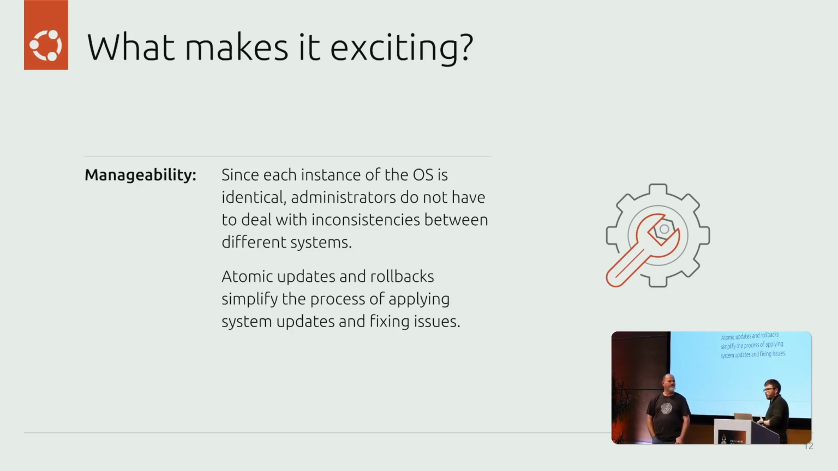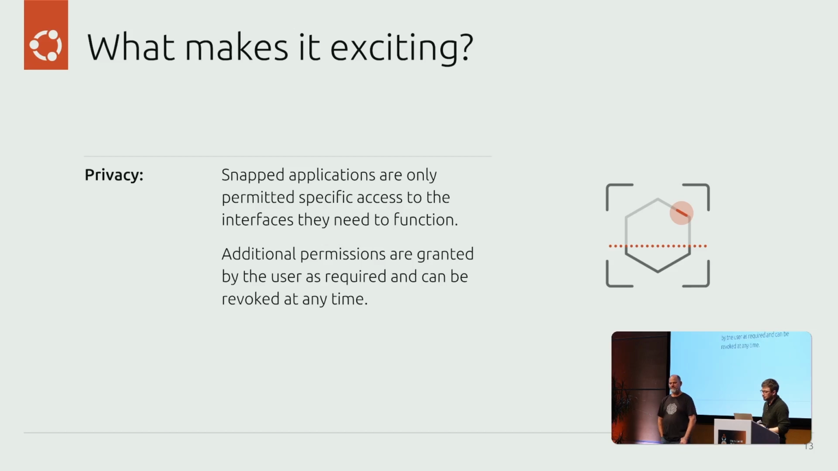And because the updates are atomic and they can be rolled back, you can actually be more ambitious about rolling out updates, because if something goes wrong, you can roll that back. You don't have to then go back and unpick all of the dependencies that rollback has sort of left behind.